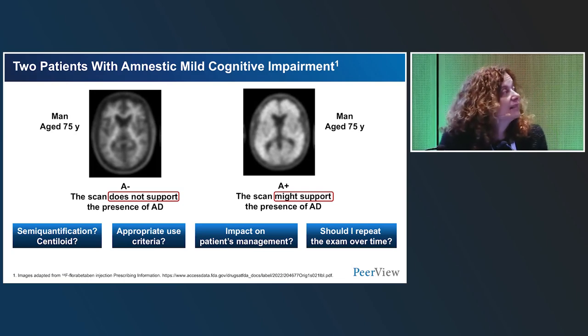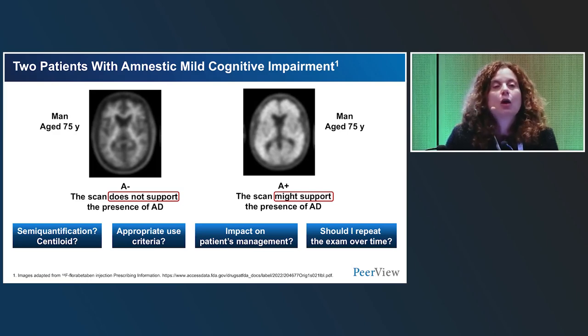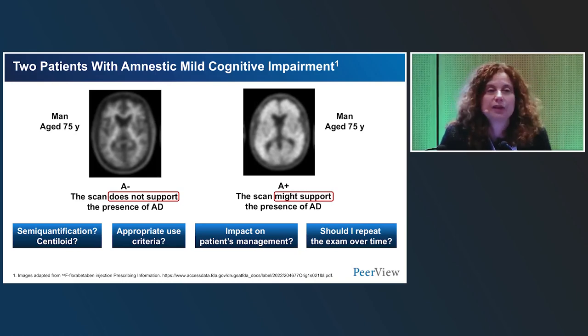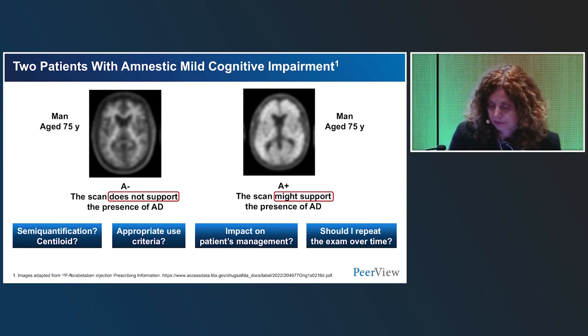And even a simple question, such as this one: should I repeat the exam over time? A clear answer from my point of view, now in Europe, without disease-modifying drugs, is most often no, because we know that this scan is very highly sensitive. So if you have symptomatology and the scan is negative, there's no reason to repeat a follow-up scan. But you will see in the last part of my presentation that this is one of the questions that might change with the availability of disease-modifying drugs. So this is the future.